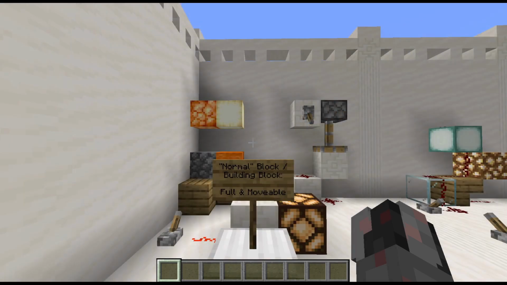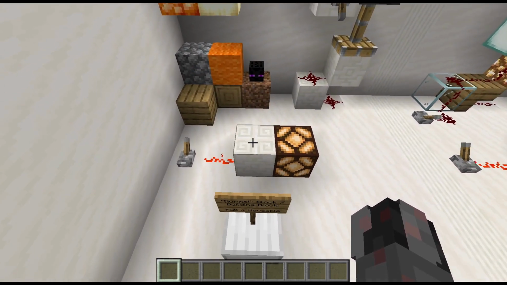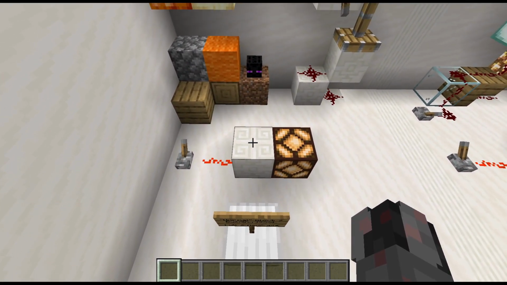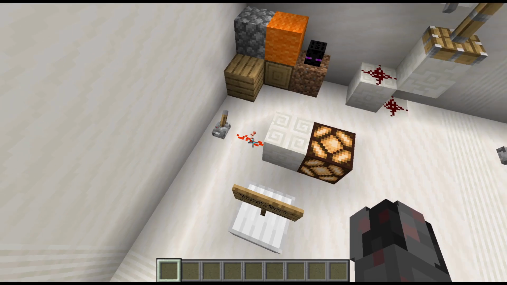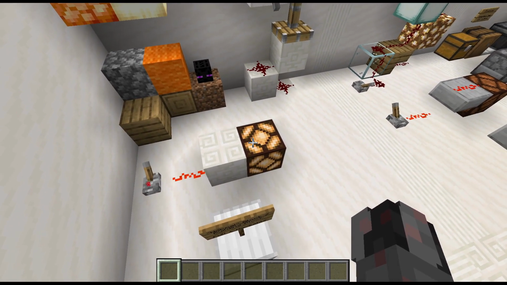Now, the most common category of blocks I use in my builds are what I refer to as normal or building blocks. Those are full, movable blocks. The primary function of full blocks is that they can transmit redstone power, at least when it comes to redstone circuitry, which can be easily tested by just running some powered redstone wire into them, and then checking whether they can, for example, transmit that power to a redstone lamp.